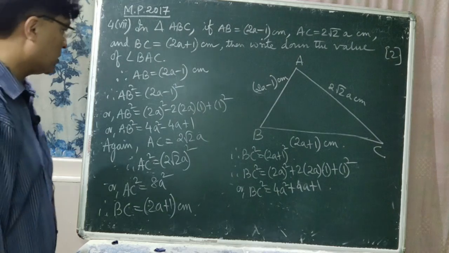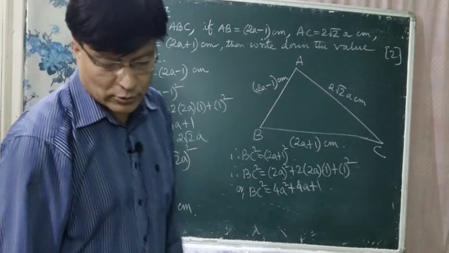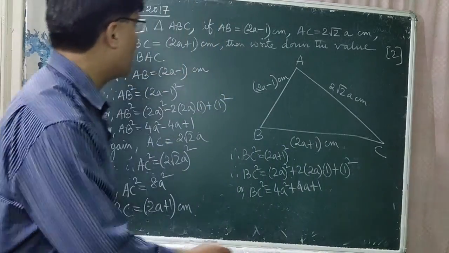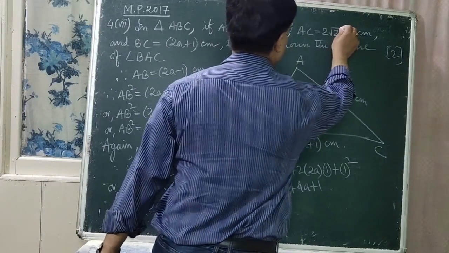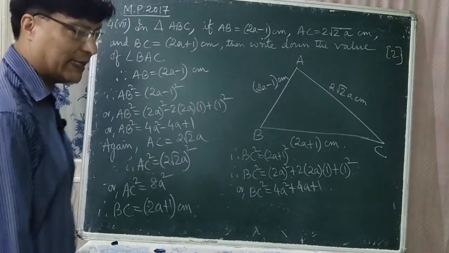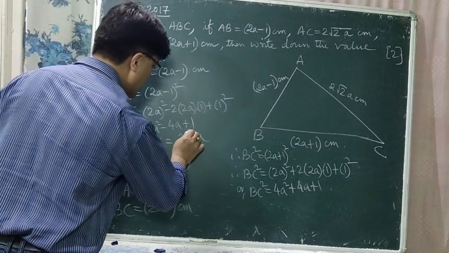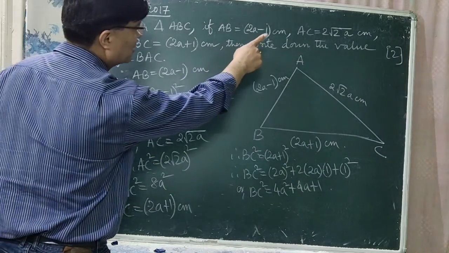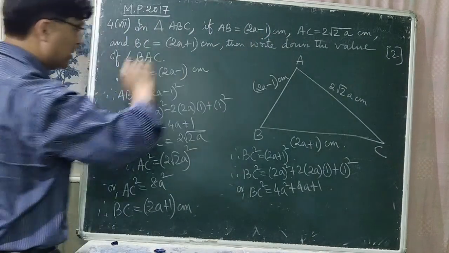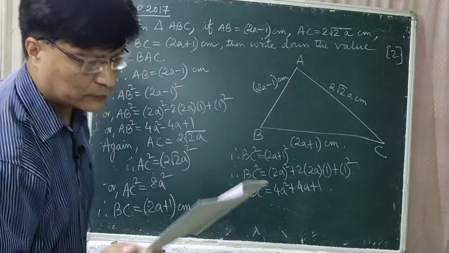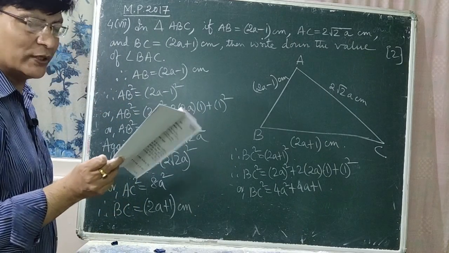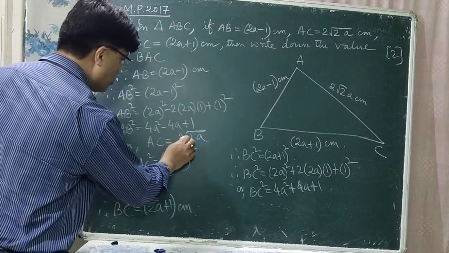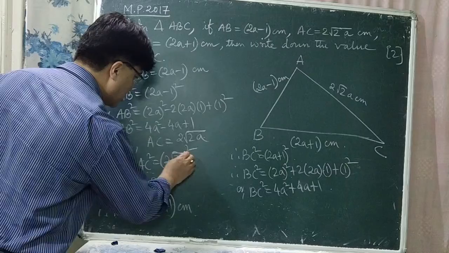So I think this question, it should be root over 2a, I think. Oh, this question is wrong. I have written here wrong. It is root over 2a, square root of 2a, right? The question was wrong, sorry. AC is 2 within square root 2a centimeter, right? The question is 2 within root 2a centimeter. Is that clear? So here also 2 square root of 2a.